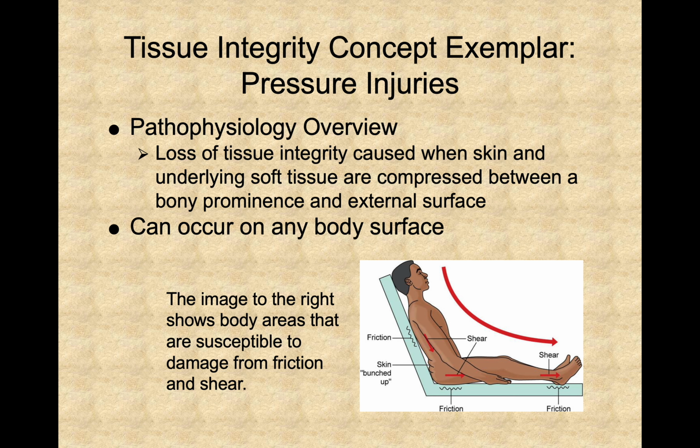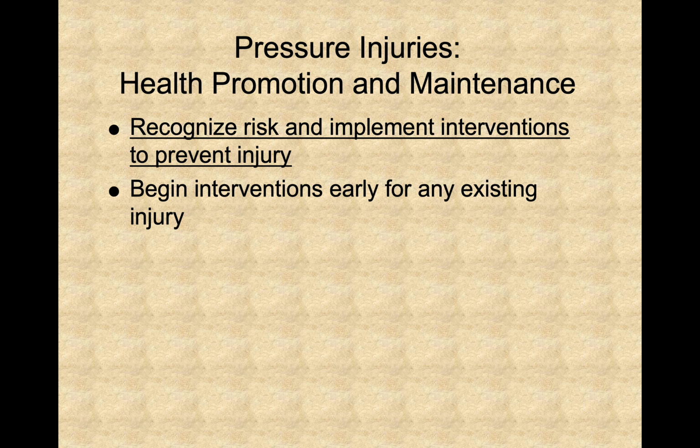Lots of things can factor into that, and we'll talk about that when we get to the Braden scale. Really, the best thing that we can do to promote good, healthy tissue integrity is to recognize the patient that's at risk and the location on the patient's body that is at risk, and really start to intervene early so that injury never even really occurs at all.